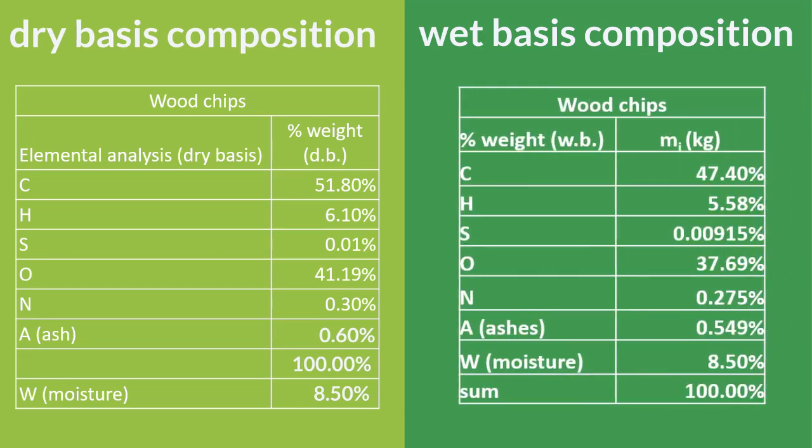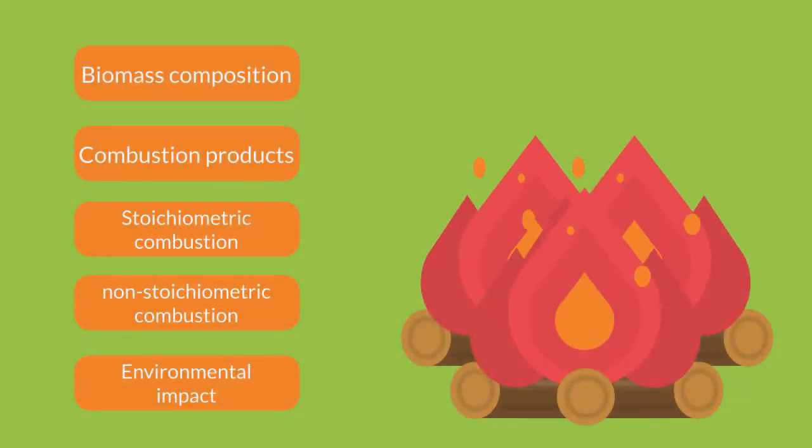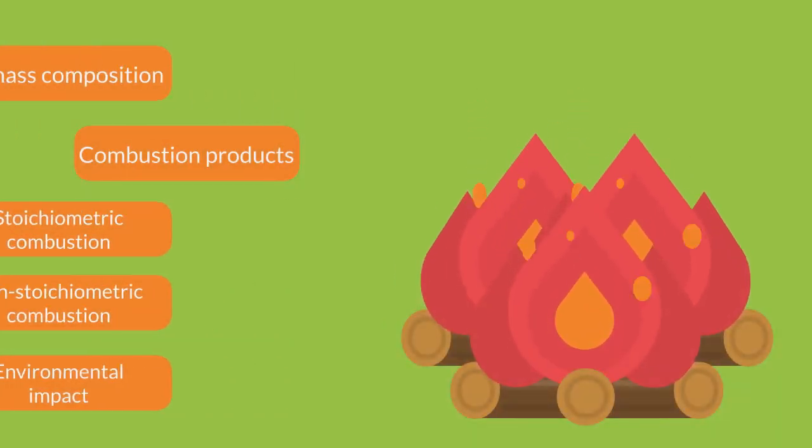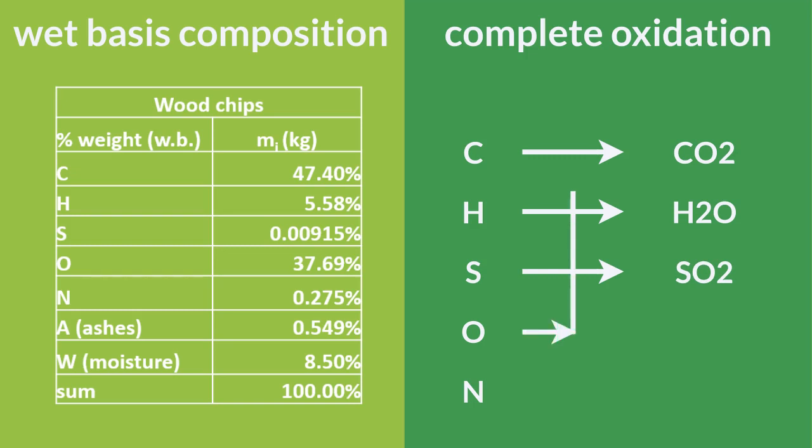Now, we can start to calculate the combustion products for a complete combustion. 1 mole of carbon produces 1 mole of carbon dioxide. 2 moles of hydrogen produce 1 mole of water. 1 mole of sulfur, 1 mole of sulfur dioxide. The oxygen present in the solid fuels is assumed to contribute to form the oxidized compounds. For simplification, nitrogen is assumed not reacting with oxygen.